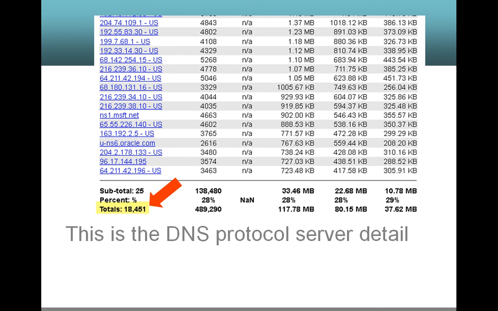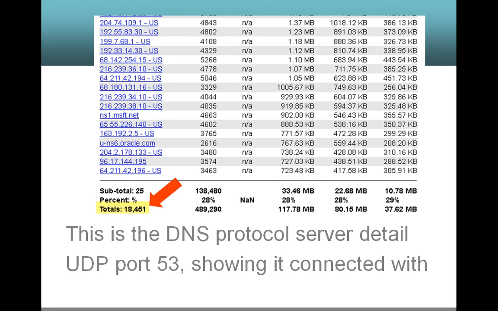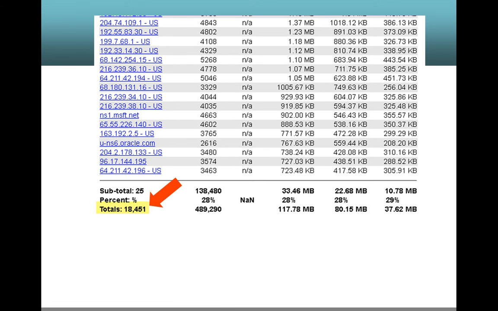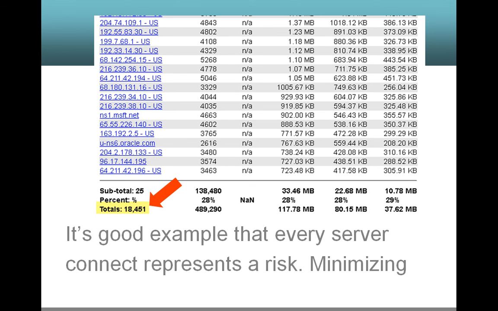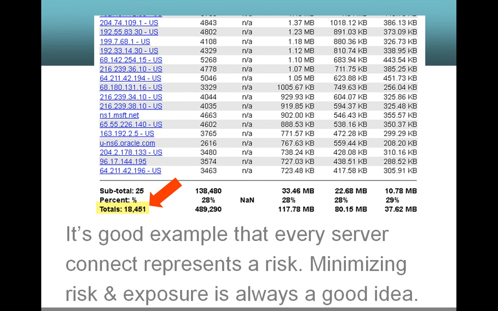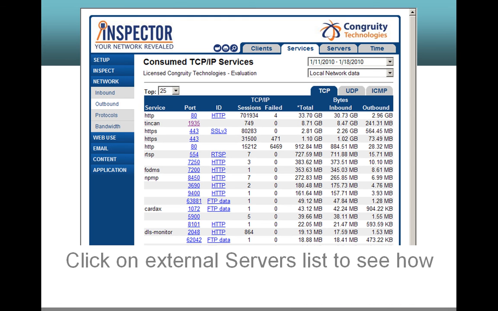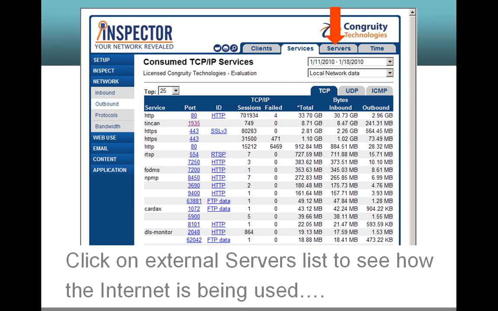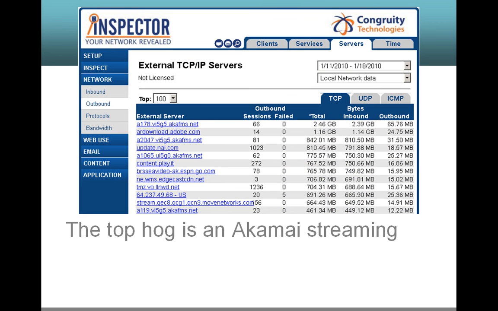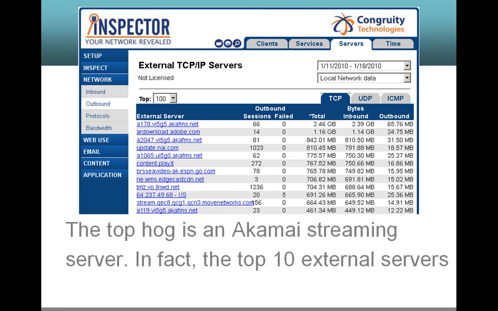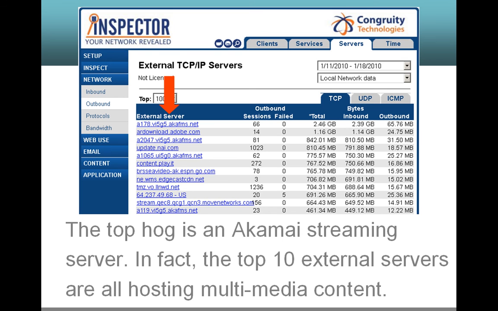This is the DNS protocol server detail for UDP port 53, showing it connected with 18,451 external systems. It's a good example that every server connect represents a risk. Minimizing risk and exposure is always a good idea. Click on the external servers list to see how the internet is being used. The top hog is an Akamai streaming server. In fact, the top 10 external servers are all hosting multimedia content.